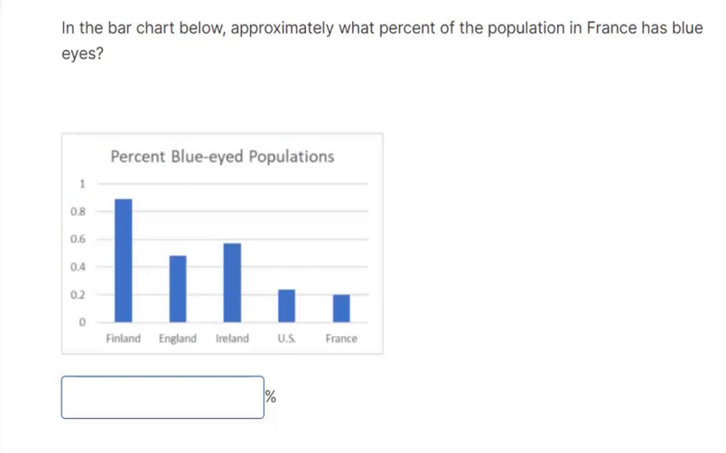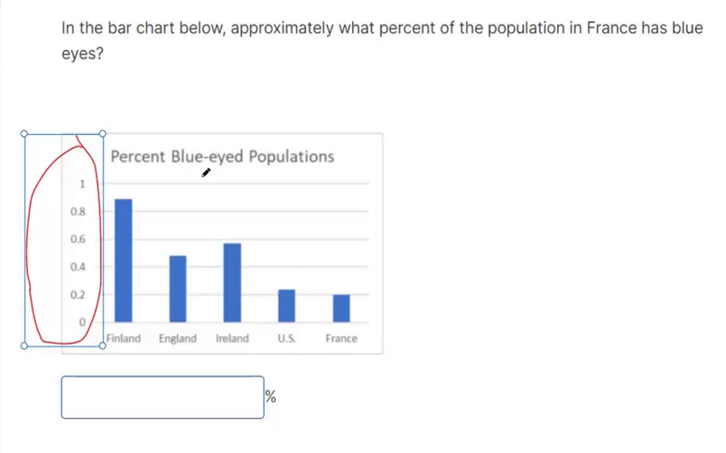And then last question, this is a bar graph. Look, they're separated. What percent of the population in France has blue eyes? France is at 0.2. They didn't label it, so this is another bad graph. But I assume what they're talking about is the percentage of people that have blue eyes. So this is 0.2 as a percentage. That's 20%. Okay, because you multiply by 100 to convert a decimal to a percentage.